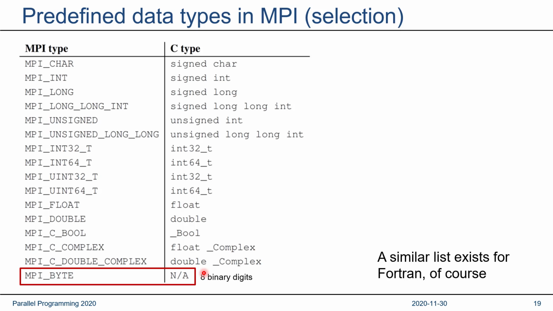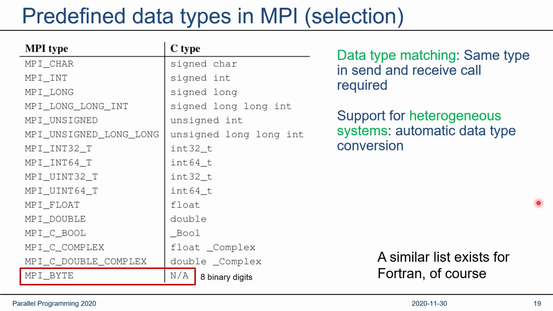There's one special data type, which is MPI_BYTE, and this is defined as 8 binary digits. So if you insist, you can always send all your messages with a type of MPI_BYTE, but you will lose some functionality, especially when it comes to data conversions in heterogeneous systems. So this is generally not recommended.